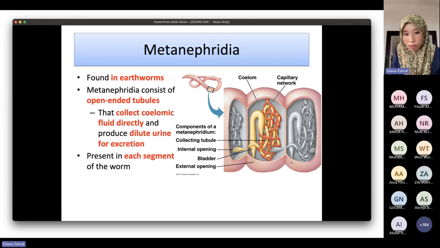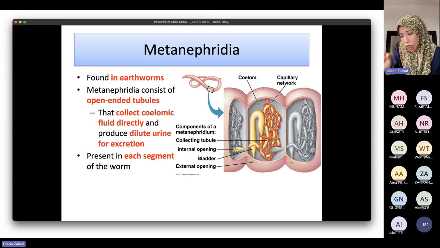Okay, they collect coelomic fluid directly. Maknanya coelomic tu adalah dia punya cecair badan dia. And they're going to collect directly. Terus dia produce dia punya urine. Dia punya air kencing dia. And it's really diluted. Okay, so it is present in each segment of the worm.